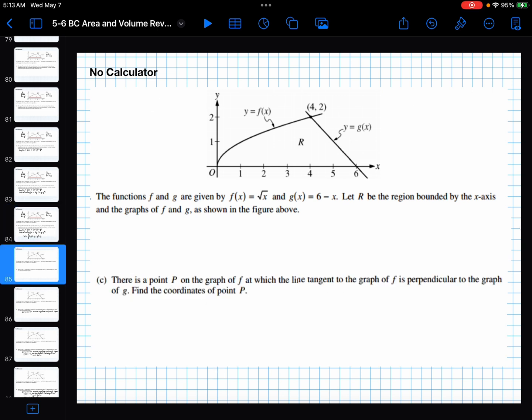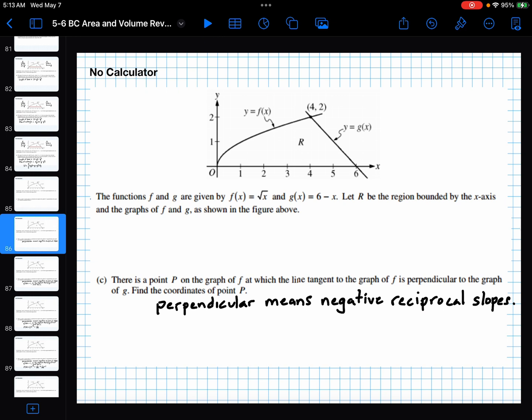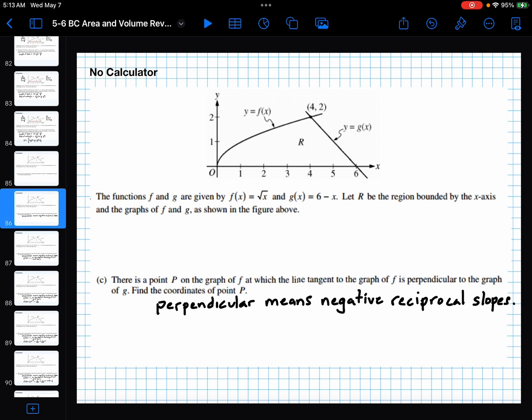All right. On to part C. There's a point P on the graph of f, somewhere on f, where you have a tangent line, and that tangent line is perpendicular to the graph of g. So when you see that perpendicular word, perpendicular means they have negative reciprocal slopes, and if we're talking about slope of a graph or slope of a tangent line, we're talking about derivatives.